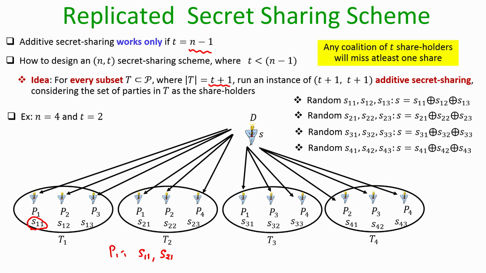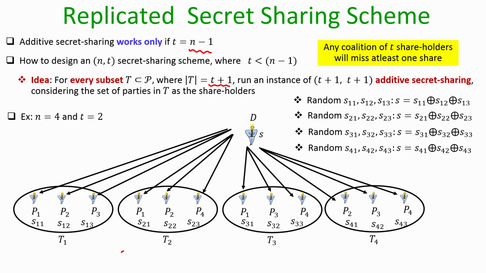In the same way, the share for P2 will be S12, S22 and so on, and S41 and so on. So, in fact, the share of P1 will be S31 as well because P1 is also present in the third subset. And now, it is easy to see that irrespective of which 2 parties get corrupt, because my threshold t is equal to 2, those 2 shareholders learn absolutely no information about the secret S.